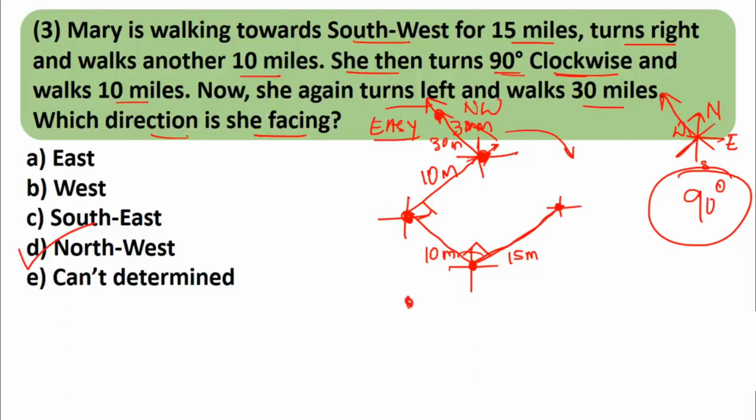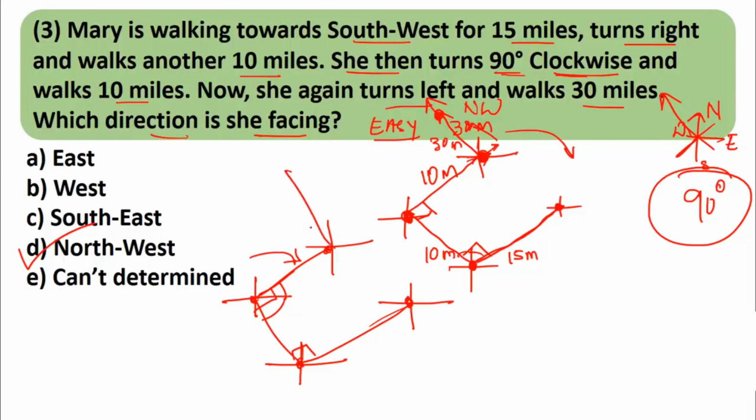We had Mary over here. She goes in the southwest direction. Why? Because this is southwest as per this diagram. Then she reaches here. Then she takes a right turn of 90 degrees. She goes over here. This is a 90 degree turn. Then over here she turns 90 degrees clockwise. Clockwise is this. So this is 90. This is 45, this is 45. Over here again she turns left. Left means how many degrees? 90 degrees. This is 45, this is 45, so total 90. Now she is facing northwest because this is north, this is south, this is east, and this is west. Right? She is facing northwest.